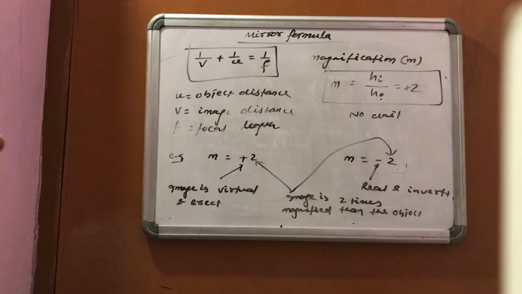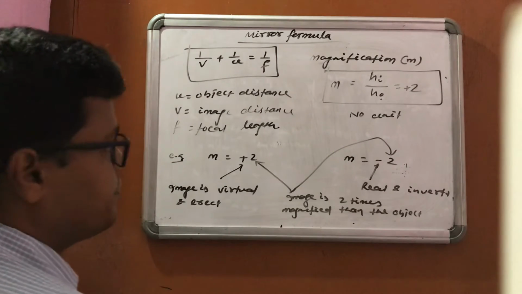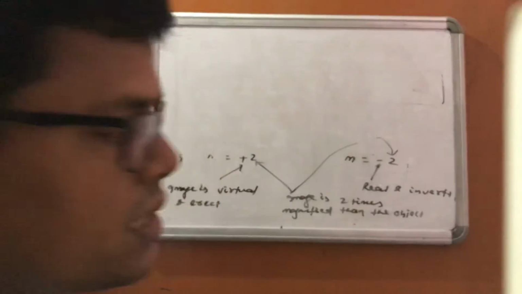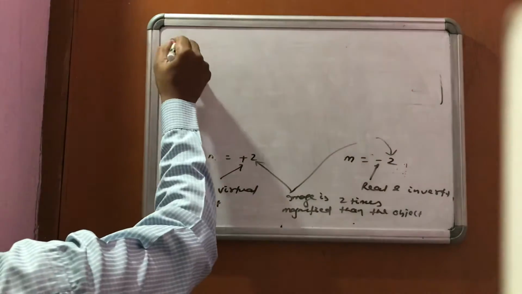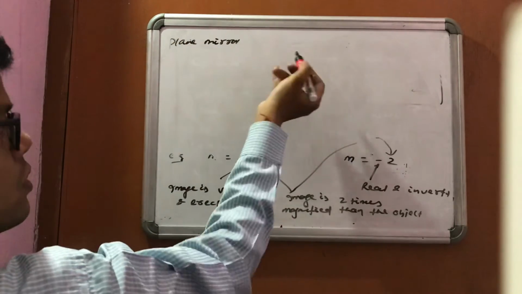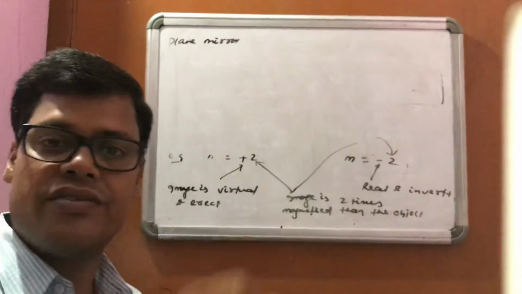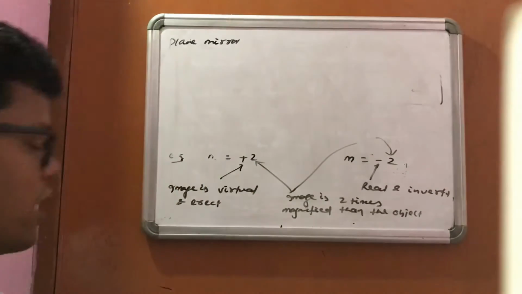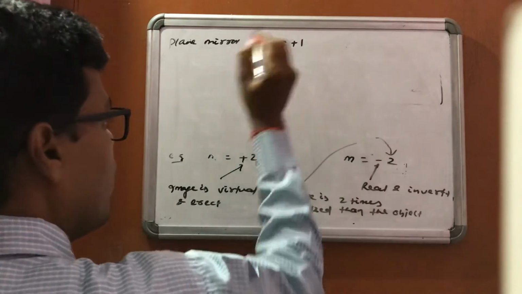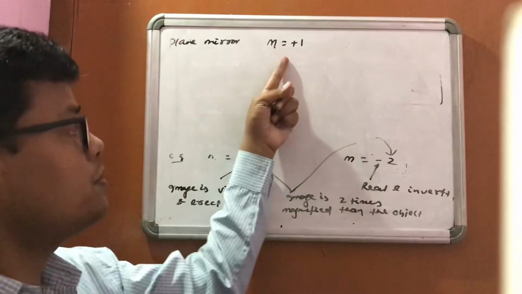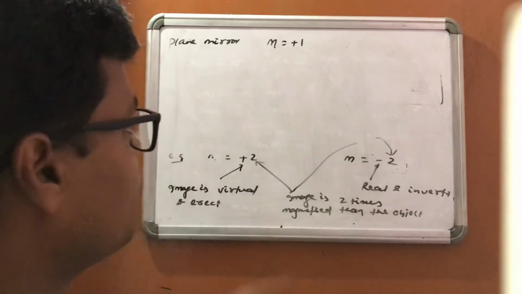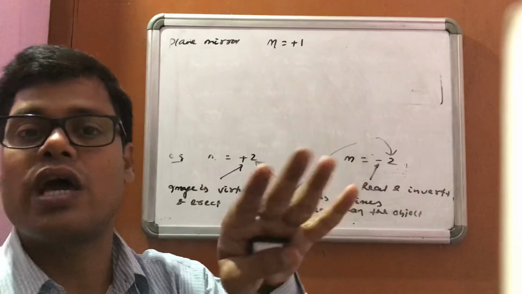Okay. In case of a plane mirror, what is the magnification? You know, for a plane mirror, both the height of the object and image are equal. As both heights are equal, we can say magnification is equal to plus 1. What does plus represent here? Plus represents it is virtual and erect, and 1 represents it is of the same size.